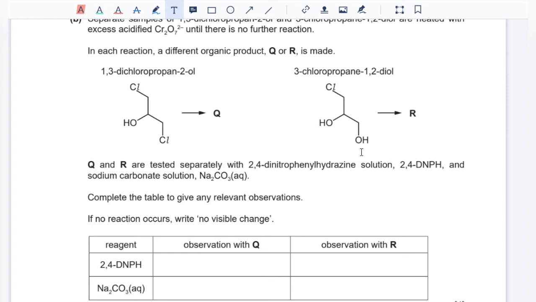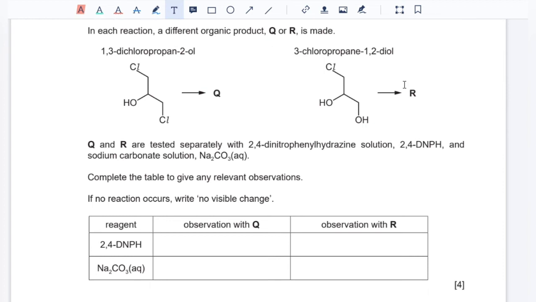And so in Q you've got a ketone group, in R you've got a ketone as well as an acidic group, a carboxylic acid group. Q and R are tested separately with 2,4-DNPH and sodium carbonate solution. Complete the table to give any relevant observations. If no reaction occurs, write no visible reaction.